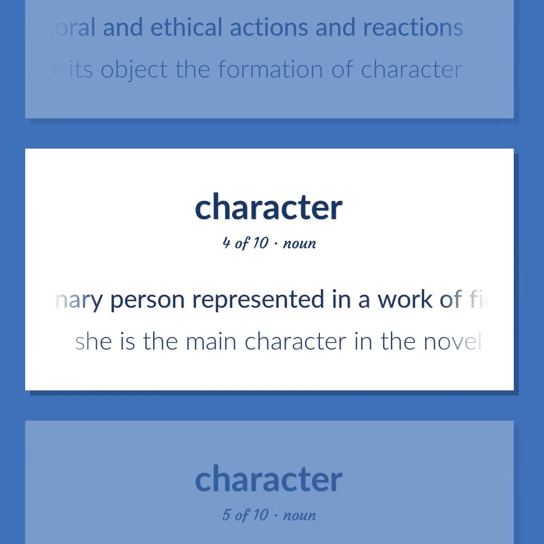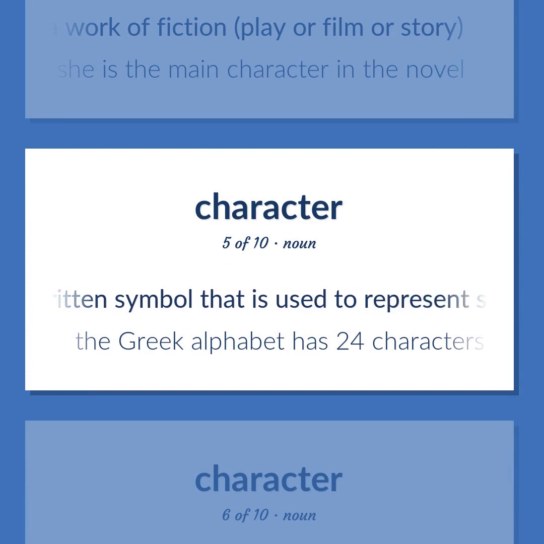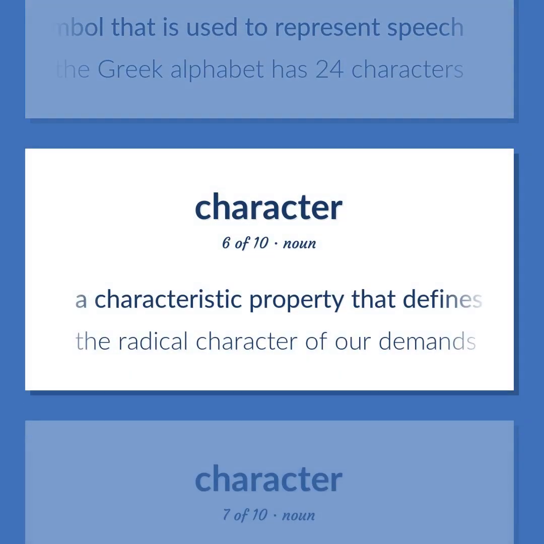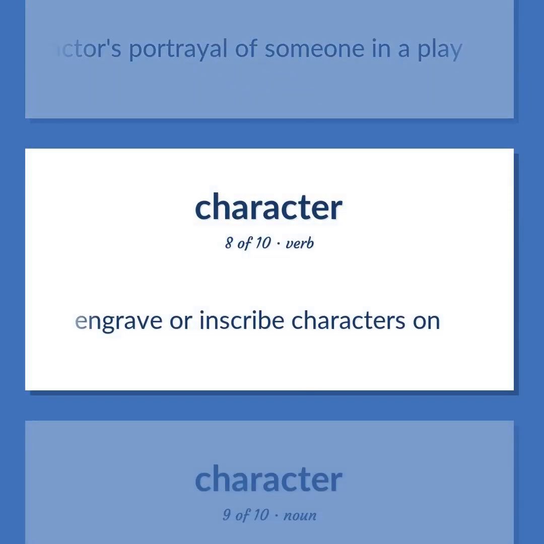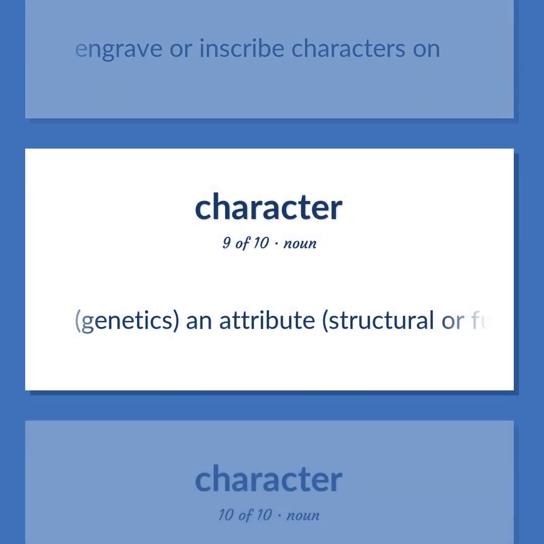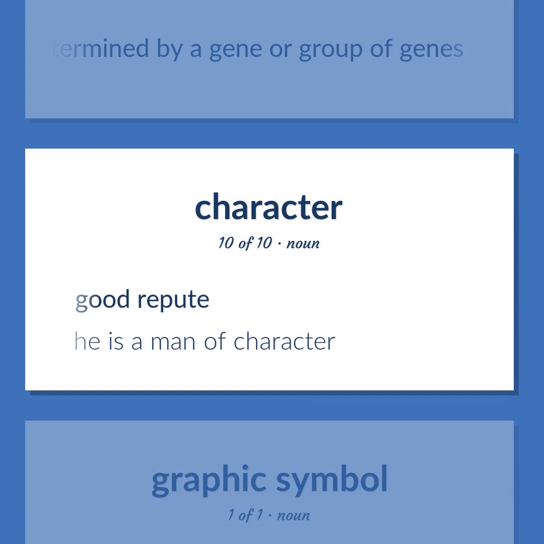An imaginary person represented in a work of fiction, play or film or story. She is the main character in the novel. A written symbol that is used to represent speech. The Greek alphabet has 24 characters. A characteristic property that defines the apparent individual nature of something. The radical character of our demands. An actor's portrayal of someone in a play. Engrave or inscribe characters on. Genetics. An attribute, structural or functional, that is determined by a gene or group of genes. Good repute. He is a man of character.